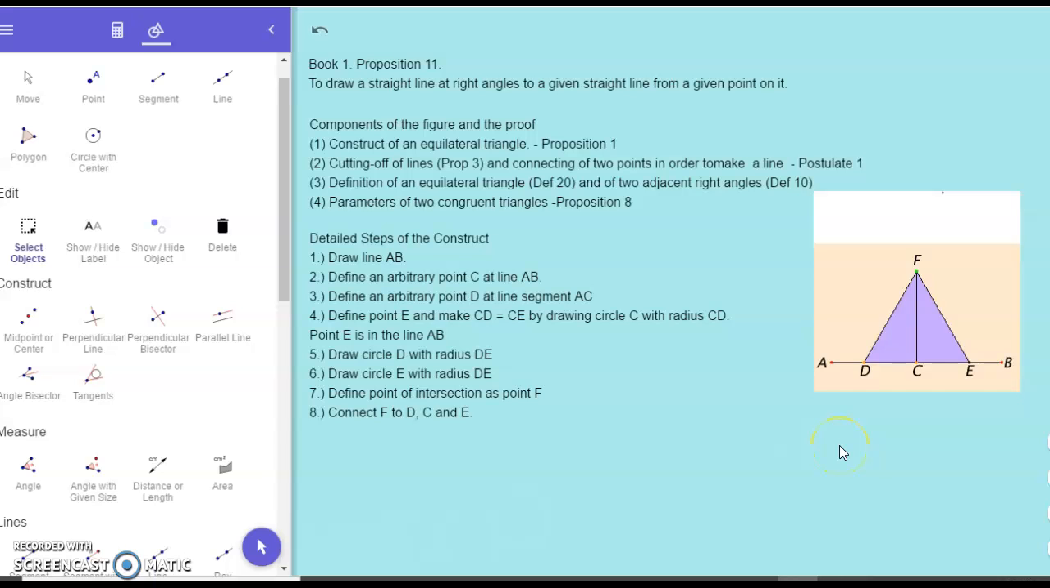And the construct would start with a starting line here, AB, and a given point C, for example, which is along the said starting line. So it is within line segment AB. This proposition presented that in a given straight line, we can actually have two adjacent right angles. And the common line of the said two adjacent right angles is perpendicular to the starting line where everything stands.